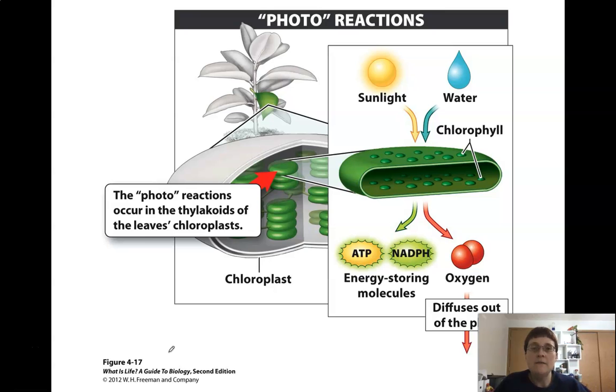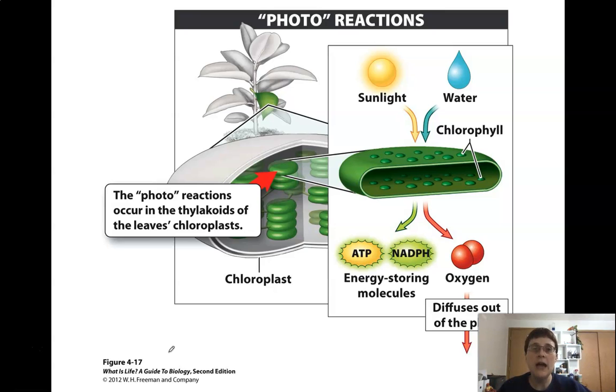Now we're going to look at photosynthesis in detail. So we looked at the big picture. We looked at the equation of what comes into photosynthesis, what goes out. Now we're going to look briefly at how those materials are going to be used in the two parts of photosynthesis. So we're going to look at first the photo part, which is the first part.